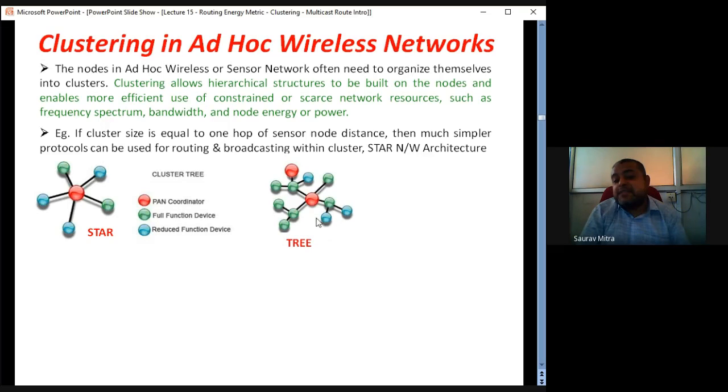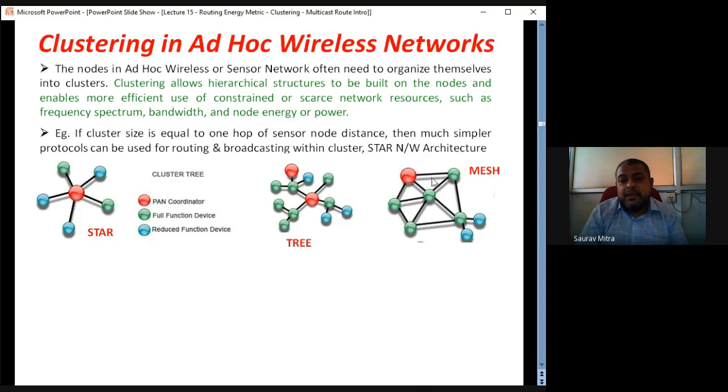Then there can be a tree structure. Just see, here the main node was at the center and other nodes were at the periphery. Here it is not like that. It is a tree kind of thing. The way branches in a tree grow, this is that kind of structure. So this PAN coordinator can come in between. From every PAN coordinator, there are 3-4 different branches going, and in every branch there are some small nodes with different capabilities. So this is a tree kind of structure, and there is a mesh kind of structure. Mesh means everybody can connect to everybody. In star topology, every node has to connect to the center only. But in mesh, every node can connect to everybody. So this is a mesh topology.